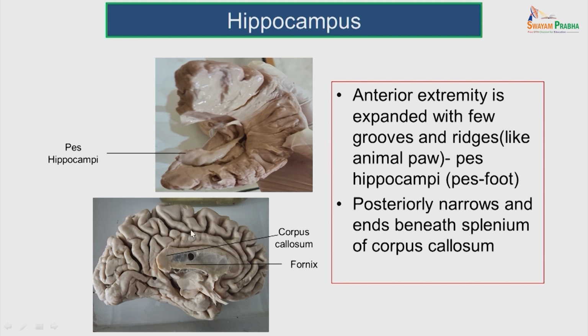Posteriorly it narrows and ends beneath the splenium of the corpus callosum. Here it is the hippocampus. This is the cut section where you can observe the hippocampus, and posteriorly it narrows down and ends near the splenium of the corpus callosum.